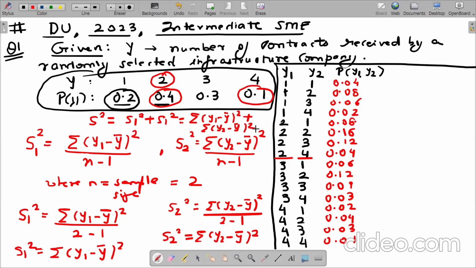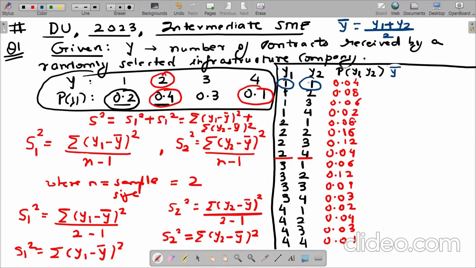Okay, now to calculate that, I need to calculate S square for each of these. So first of all, I need to find y bar. Now what is y bar? Y bar is nothing but y1 plus y2 by 2. Okay, so I'm writing it here. Y bar will just be y1 plus y2 divided by 2. And I have to do this for all observations.